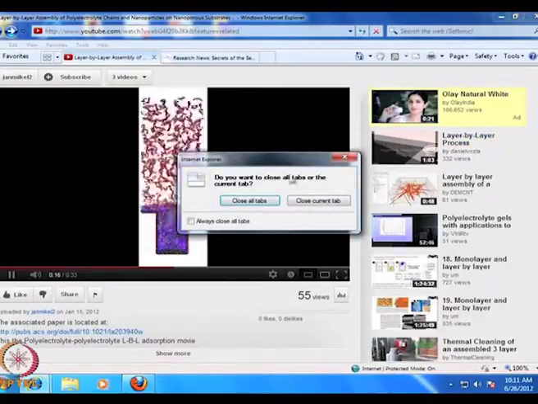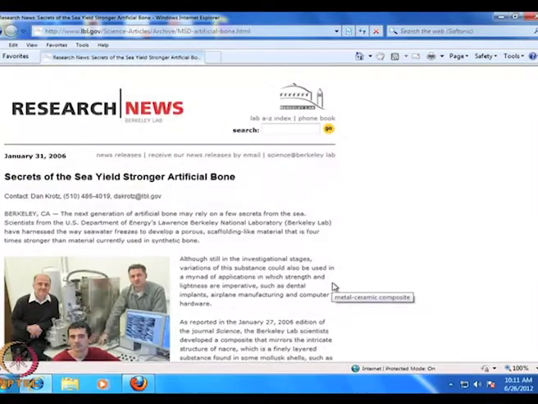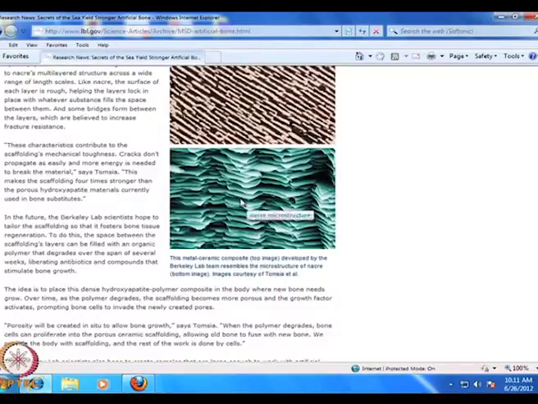Now the question is, why am I so bothered with monolayer generation? Answer is these two diagrams. This is the microstructure of nacre or seashells. Seashells are very, very strong. And for example, that particular picture, our bones, they are a mixture of calcium hydroxyapatite in collagen. Nacre or seashells are very, very strong.